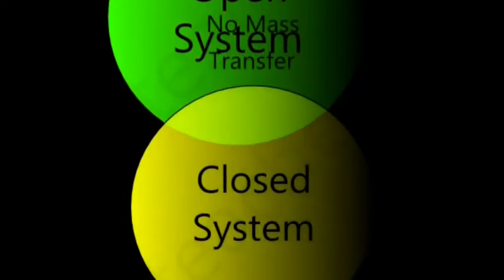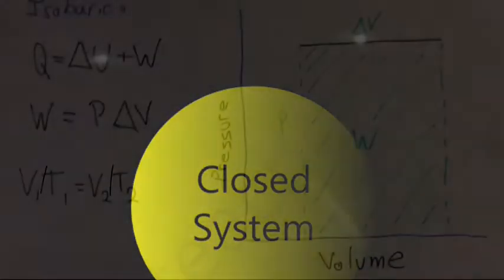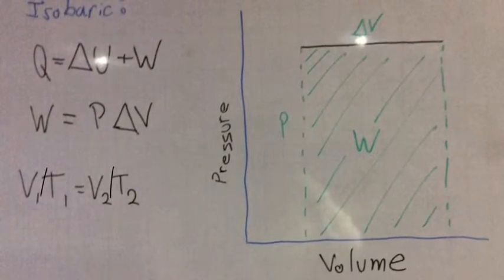Finally, the closed system, where thermal energy and/or work can be exchanged with the surroundings, but no matter. An example would be boiling water in a pot with a lid. And taking these systems into account, we can observe the four possible thermodynamic processes. Beginning with the isobaric process, in this type pressure stays the same, but volume may increase or decrease.